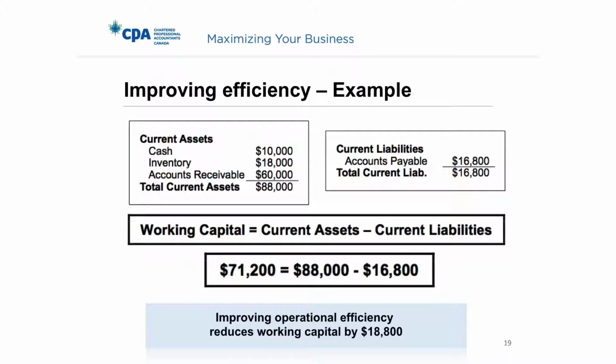After the efficiency changes, inventory has been reduced to $18,000, accounts receivable reduced to $60,000, cash still remains at $10,000, so current assets are now $88,000. Because the payment period has been extended by 3 days, our current liabilities have increased to $16,800. So working capital needed by the business is now $71,200, a reduction of $18,800 from our original example.